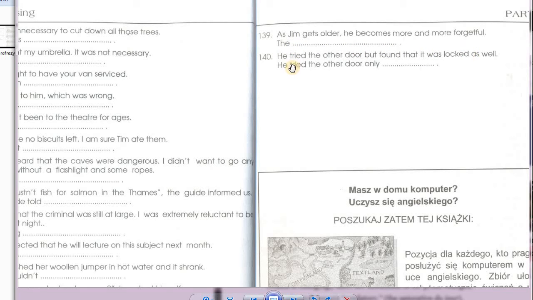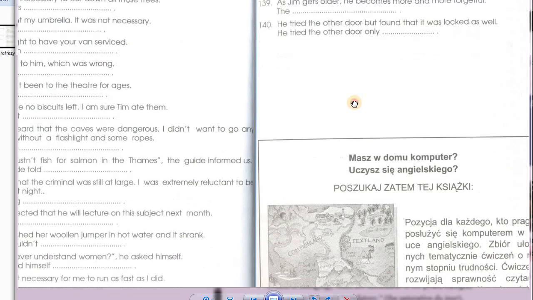Very nice. He tried the other door, but he found that it was locked as well. He tried the other door only to find it locked. That's how I would do it. Or only to find that it was locked as well. You can do the longer version as well.